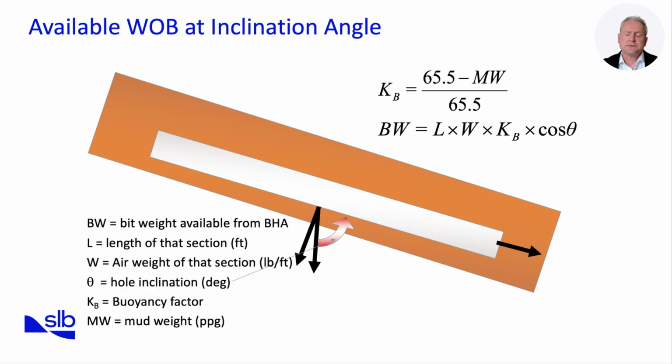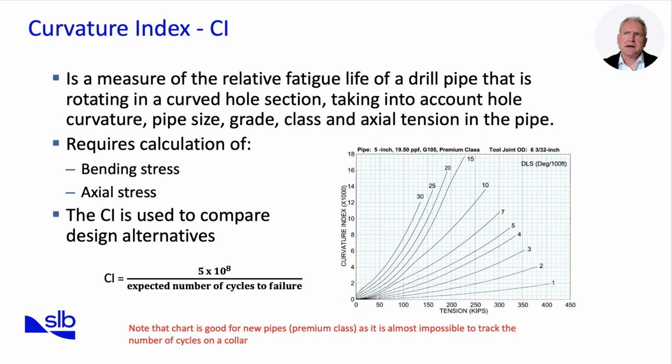The curvature index, or CI, is a comparative tool used to evaluate the severity of wellbore curvature relative to drill string performance. It quantifies how much bending stress the string will endure for a given trajectory. The higher the curvature index, the greater the likelihood of fatigue and structural failure. CI is not an absolute measure, but a way to compare different well designs or bottom hole assemblies.